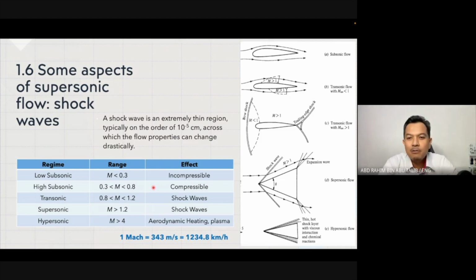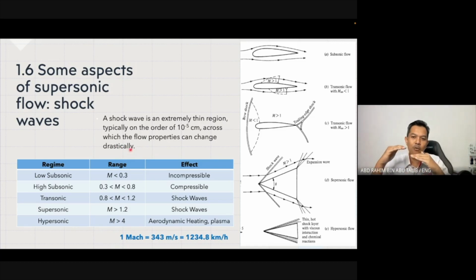I've shown this in our last week overview of the topic on compressible flow aerodynamics 2. But again, I would like to go through it again, where we are going to go into the shock wave. A shock wave is actually an extremely thin region, typically on the order of 10 to the power of minus 5 centimeter, which is very thin, across which the flow properties can change drastically, right?